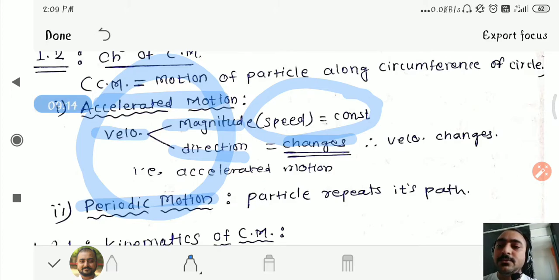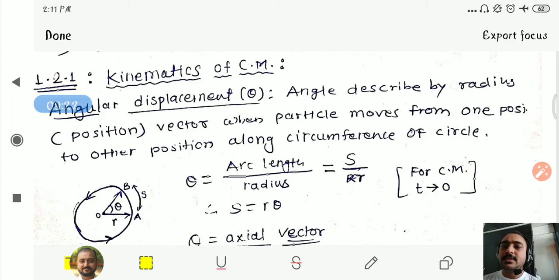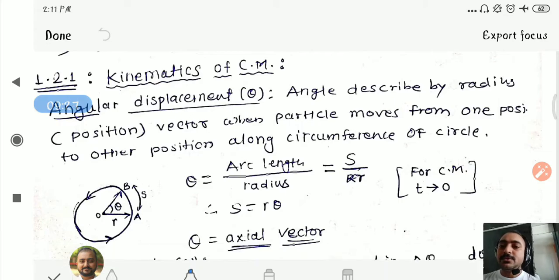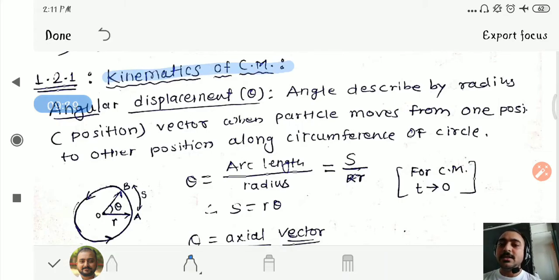Okay, so we study the next part. So friends, we have to start with kinematics of circular motion. In kinematics of circular motion, we have to study angular displacement, angular velocity, angular acceleration, etc. So first, we are going to start with angular displacement. So what is angular displacement?